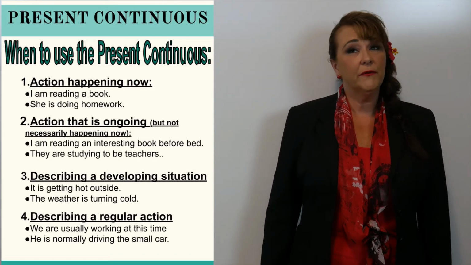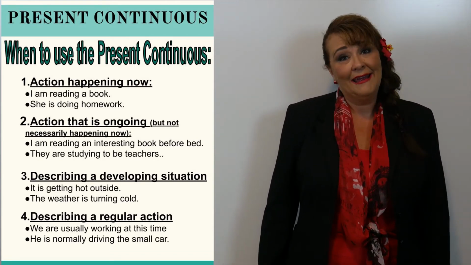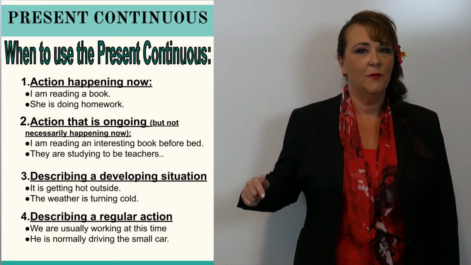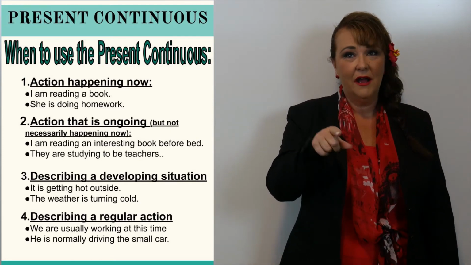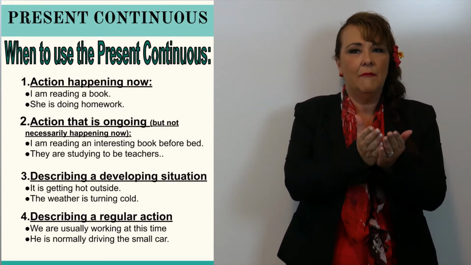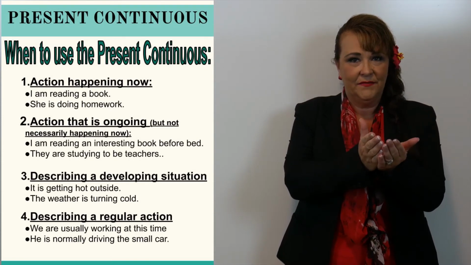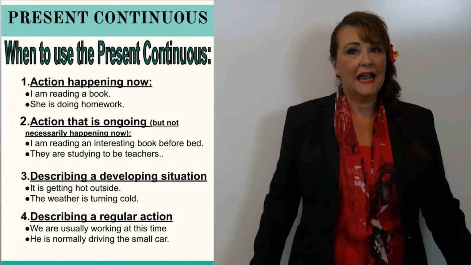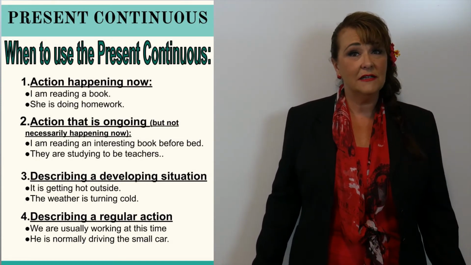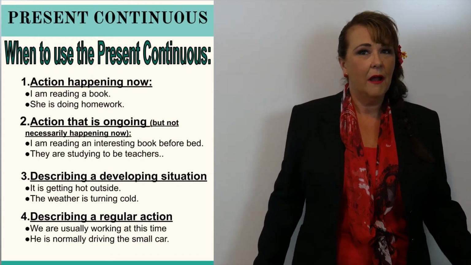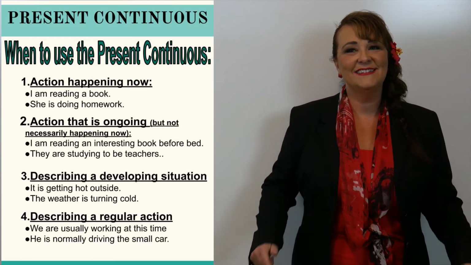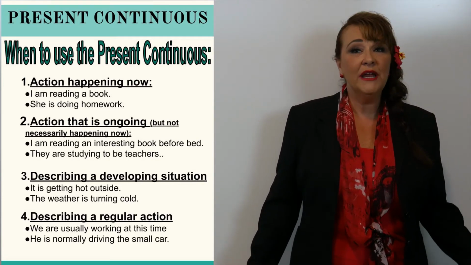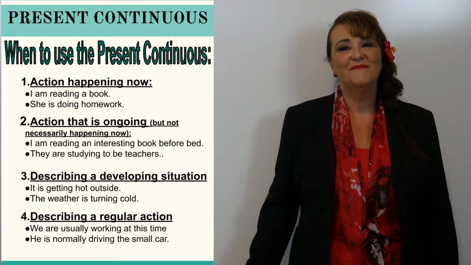The example for number 1 is pretty obvious. I am reading a book. That means at this very moment, while I'm speaking to you, I'm holding a book and I'm actively reading it. However, in the other example, if I read a book every night before I go to sleep, it means it's ongoing, but not exactly at this moment. I may also use the tense and say, I'm reading a book before bed.